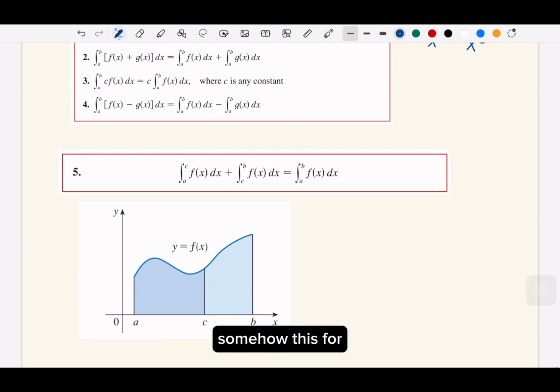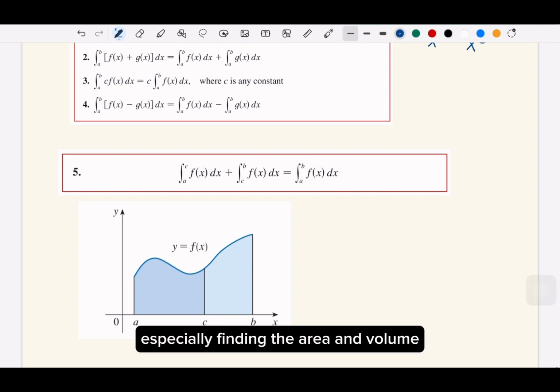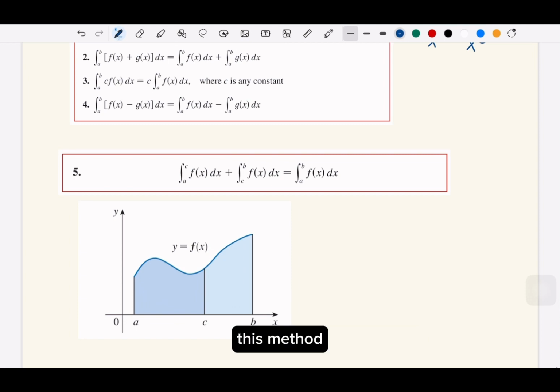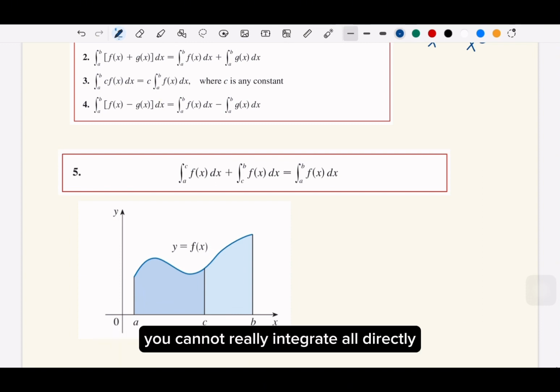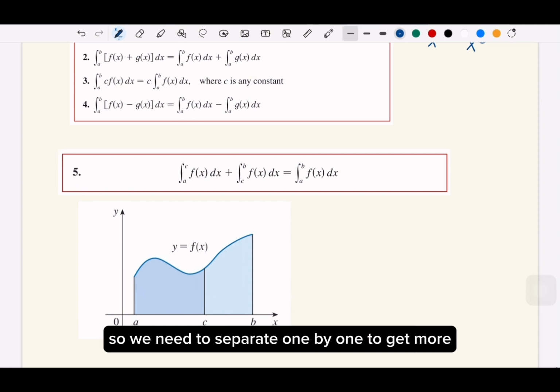Okay. This property will be very useful for the next chapter in integral, especially finding the area and volume. Sometimes you cannot really integrate everything directly, so you need to separate it one by one to get a more simplified method each time you integrate. Okay, so we can have some separations like that.